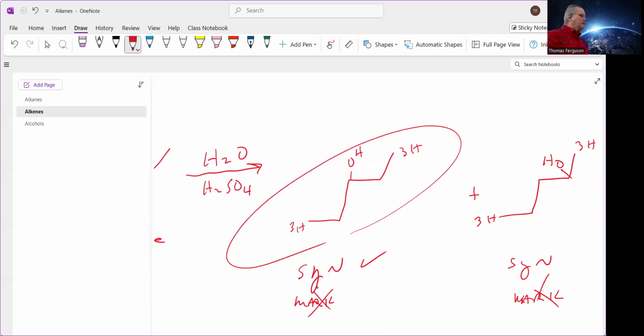So those are the four addition reactions of the double bond. We add H2, we add Cl2, we add HCl, and we add water. Four reactions. Okay?